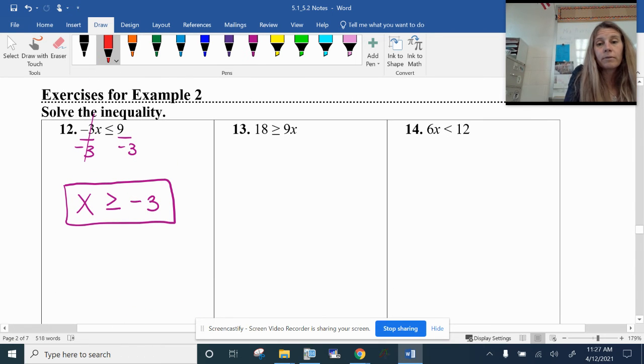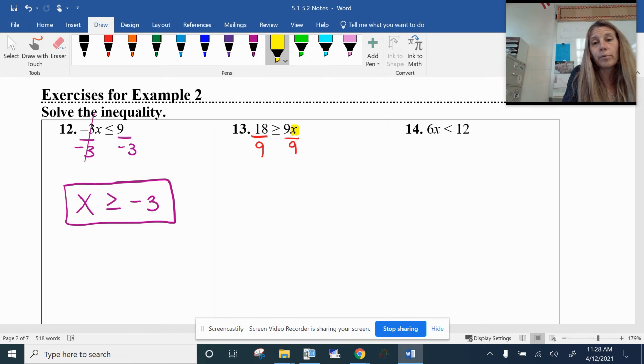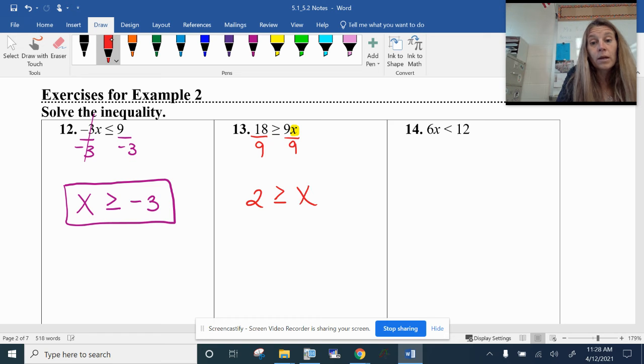Number 13, I'm going to divide by the 9. Be careful, you always want to divide by the number that's next to the variable to get that variable alone. 18 divided by 9 is 2. Divided by a positive 9, so I do not need to reverse or flip my inequality sign. So I ended up with 2 is greater than or equal to x.